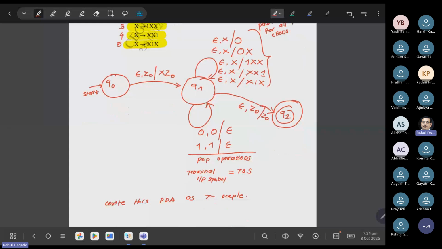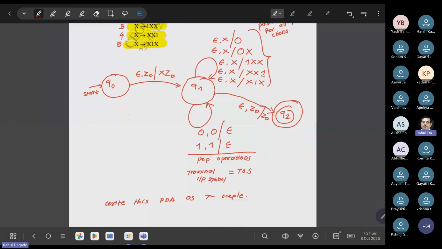Now you see 1 is matching with 1. Therefore, if it is matching, then what we do? We do a pop operation. So that is, we are into Q1 state, pop operation. So remaining input is 0 0. 1 is consumed, remaining is XX, Z0. So it is a pop operation. Why is it a pop? Because input is same as top of stack. Therefore pop.